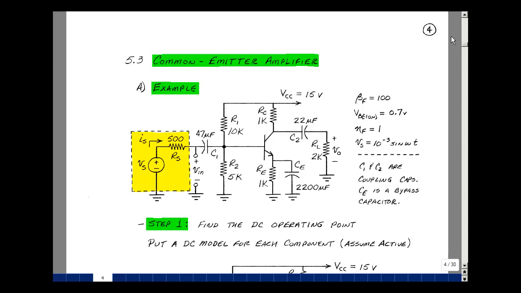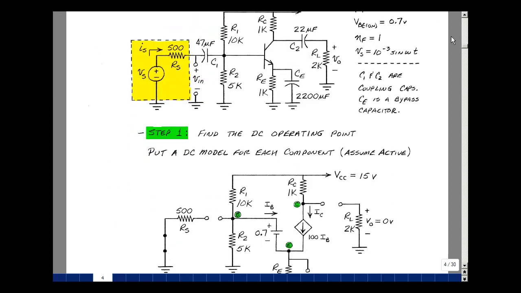In Chapter 2, we talked about a 4-step procedure for analyzing an AC circuit with a DC biasing. Let's go back and use that again. Step 1 was to find the DC operating point. What we're going to do is replace every component by its DC model. The average voltage here would be the DC equivalent. That would be a short circuit because the average voltage would be 0 if it's a pure sine wave.